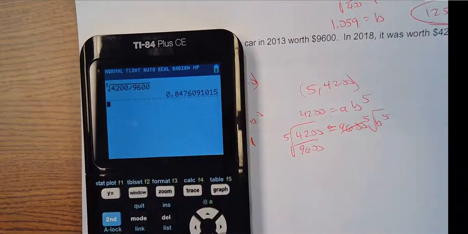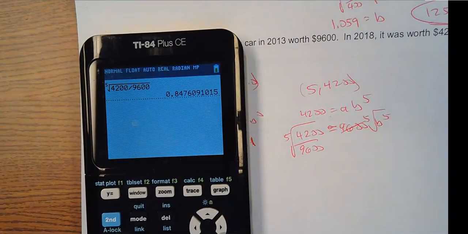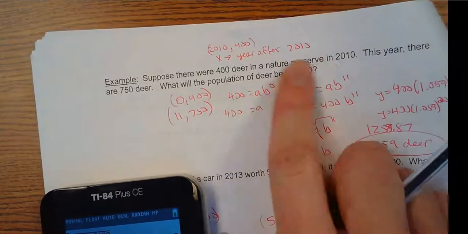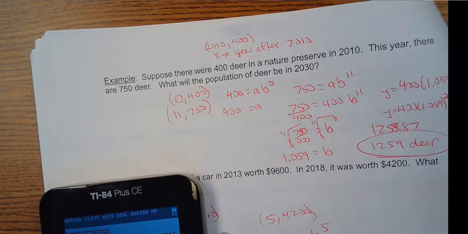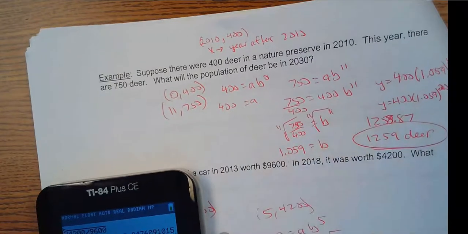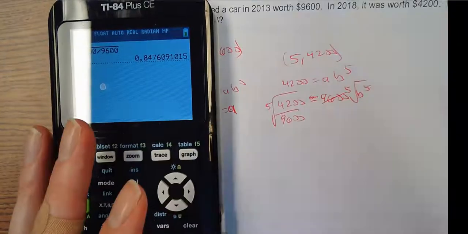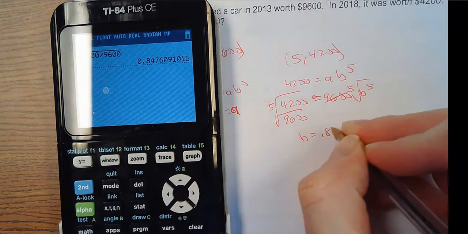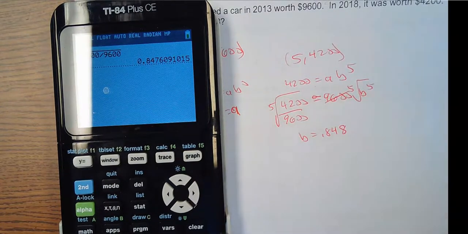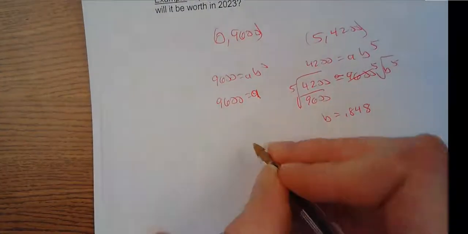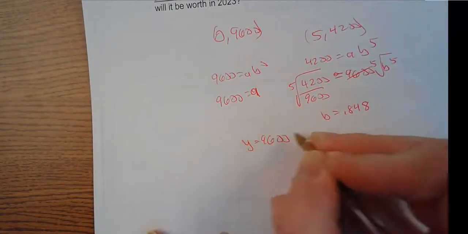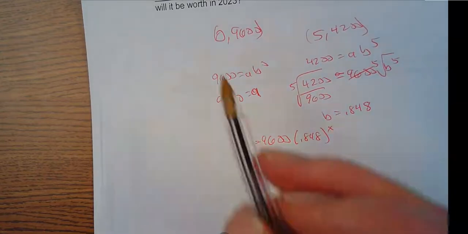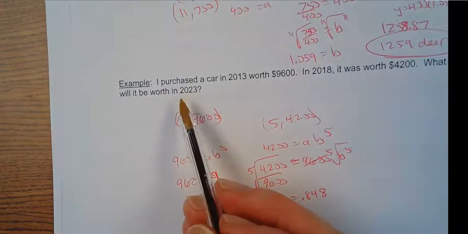Okay, and it makes sense this number is less than 1 because this is decay. It's losing value. The deer up here were growing. The population went from 400 to 750. That means this B should be greater than 1. This one, it's losing value, so it should be less than 1. So my B equals 0.84, we'll say 848. So Y equals 9,600, 0.848x.